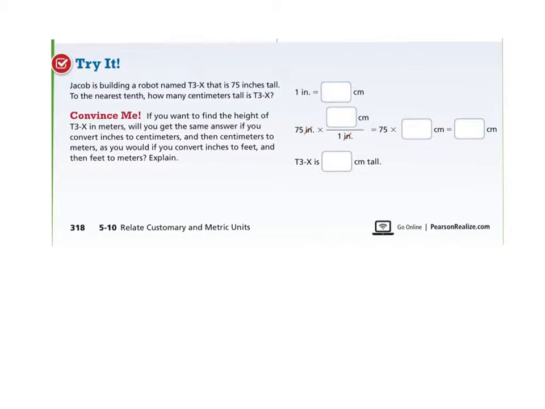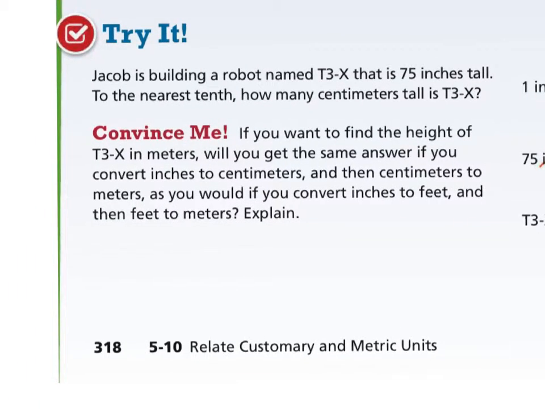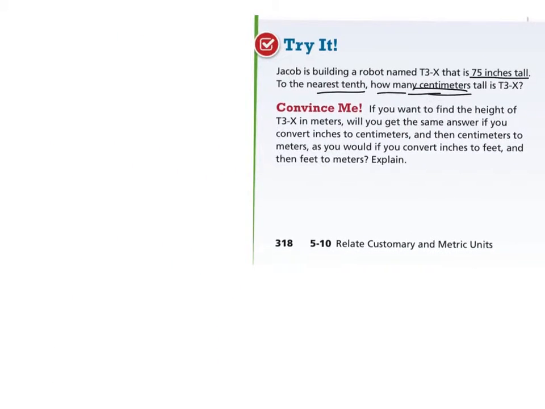So if we look at the try it, Jacob is building a robot named T3X that is 75 inches tall. To the nearest tenth, how many centimeters tall is T3X? All right, so what we need to do is look for a conversion factor. If you look at the top of the page there, there's a conversion factor with inches and centimeters. So it says 1 inch is 2.54 centimeters.